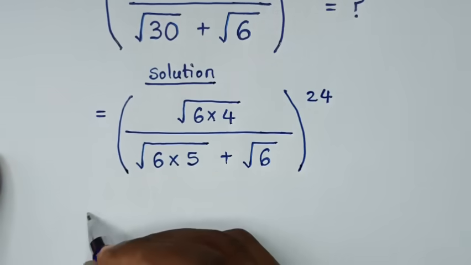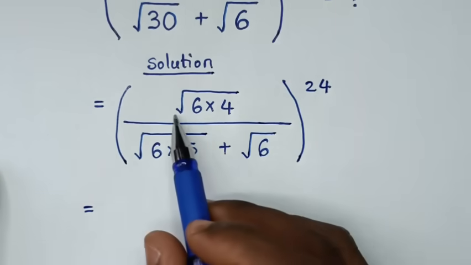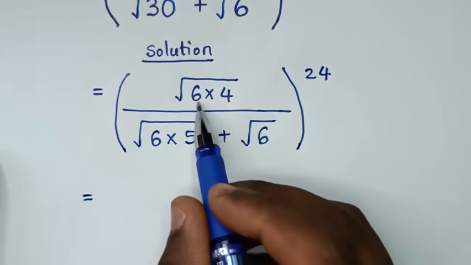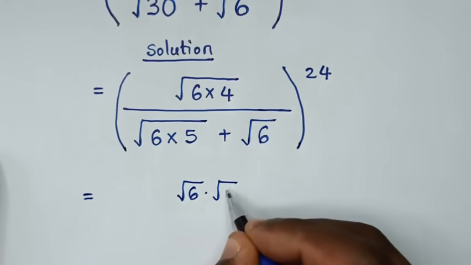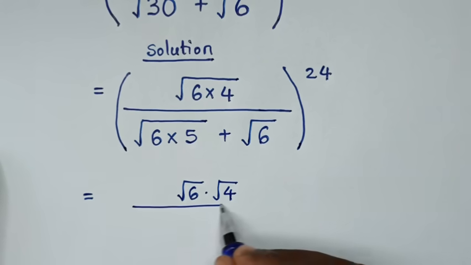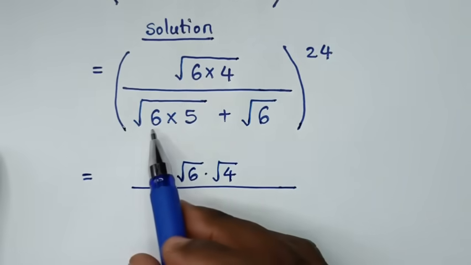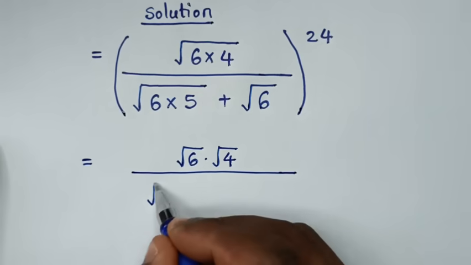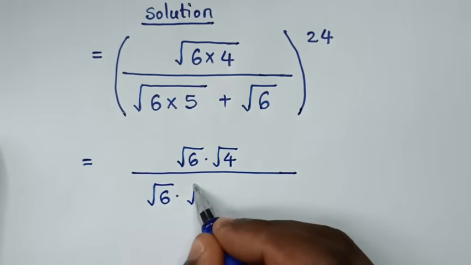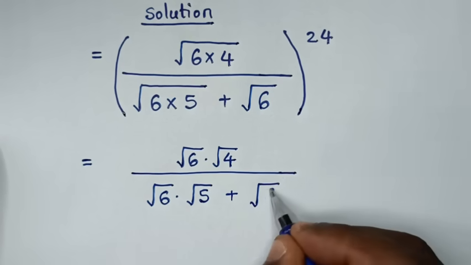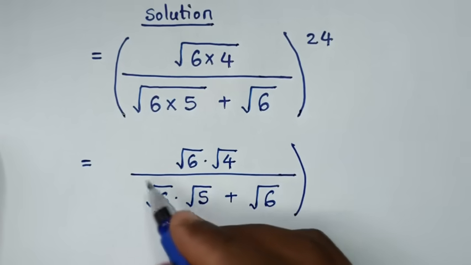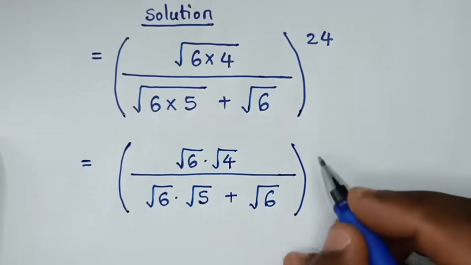Then in the next step, it will be equal to, we'll separate this. Square root of 6 times 4 is the same as square root of 6 times square root of 4. Then over square root of 6 times 5 is the same as square root of 6 times square root of 5. Then plus square root of 6. Then bracket power of 24.